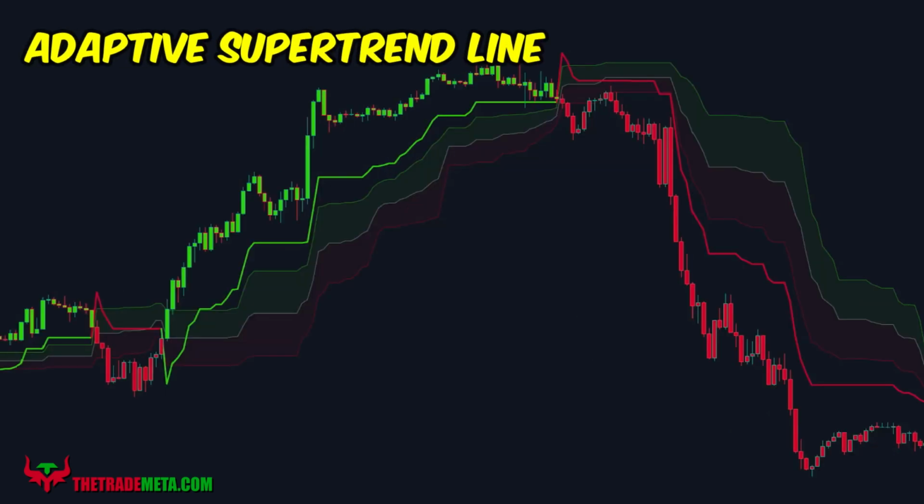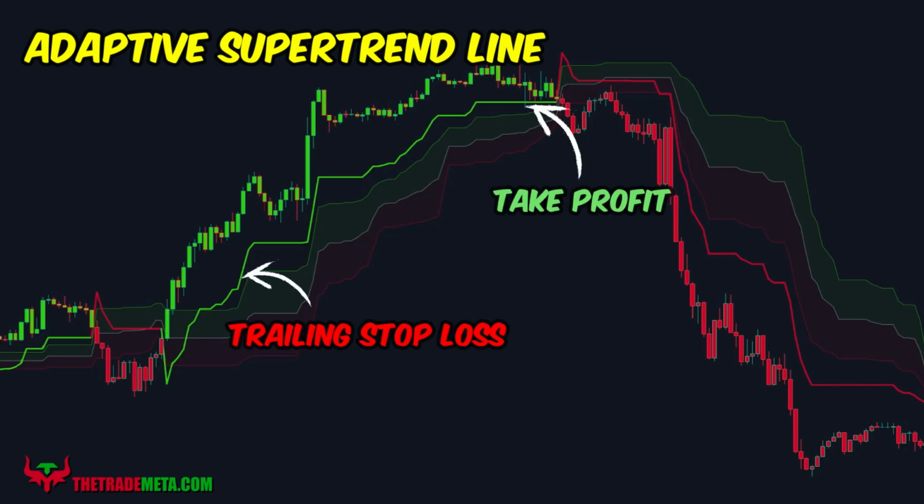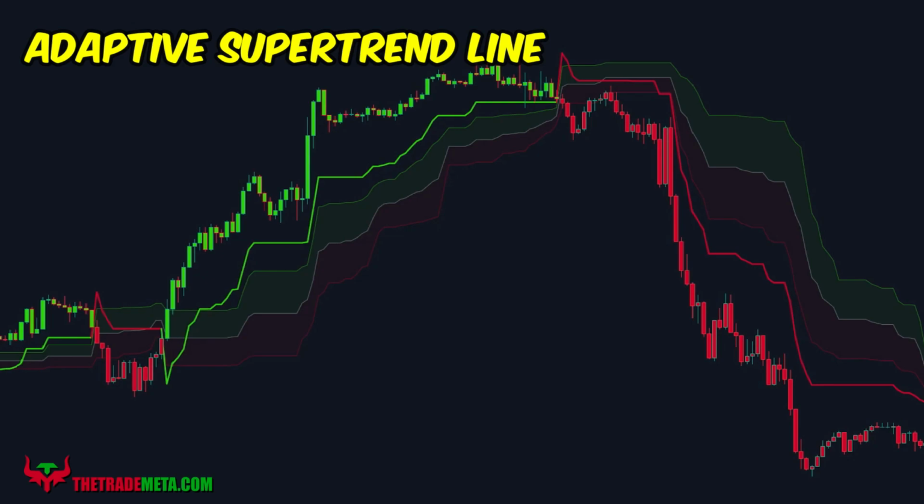And then we have our adaptive supertrend line. When the line is green, price is bullish, and you'd want to look for buy setups only. When the line is red, price is bearish, and you'd want to look for sell setups only. In this strategy, this line will act as our trailing stop loss and take profit. Now for the moment you've been waiting for, the strategy.